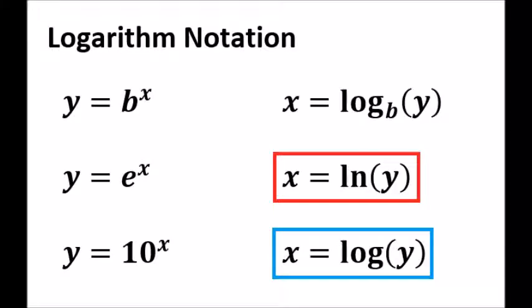Before concluding, let's just note a few more things. We have established that the inverse of b to the x is the base b logarithm. We have seen e in previous lessons. It is so important to mathematics that we have given it special notation. The inverse of e to the x is called the natural logarithm, as seen in red. That is the meaning of ln. Lastly, it is common for a logarithm with unspecified base b to represent the base 10 logarithm. This is seen boxed in blue in the last line.